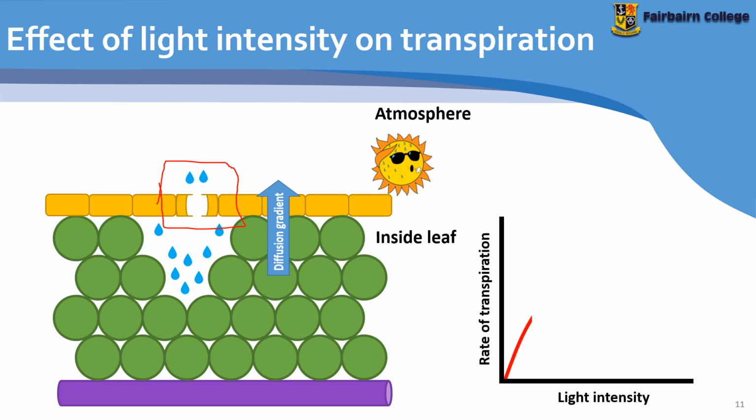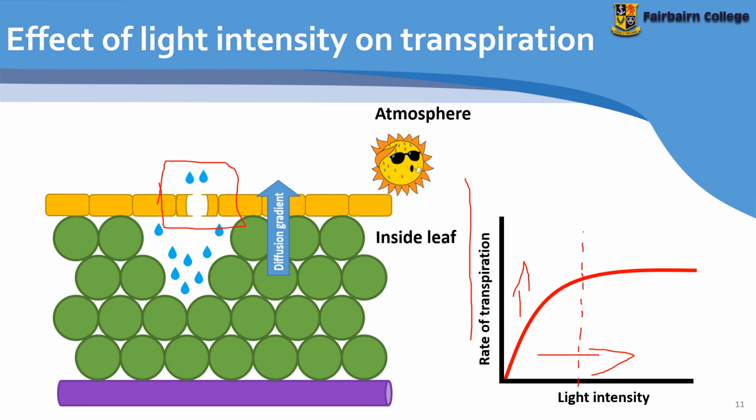So very similar to wind speed, the initial increase is going to be very sharp. As light intensity increases, the rate of transpiration will increase dramatically. But then it will start to slow down, and eventually it is going to plateau and not increase at all anymore. This is because the stomata can only open so much and then it can't open anymore. So above a certain point of light intensity, there's going to be no effect on the rate of transpiration.